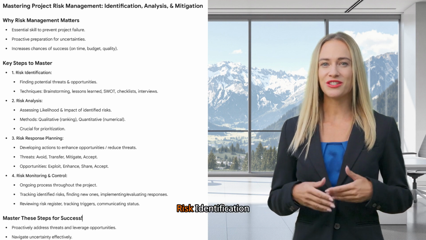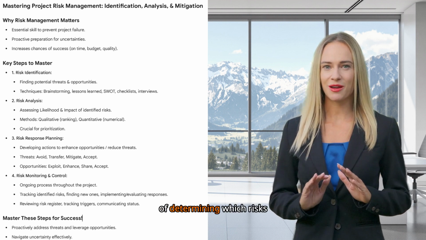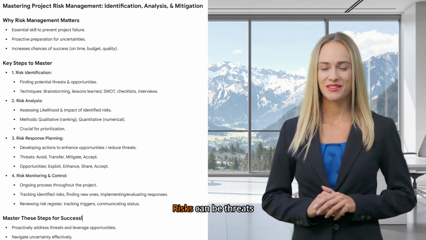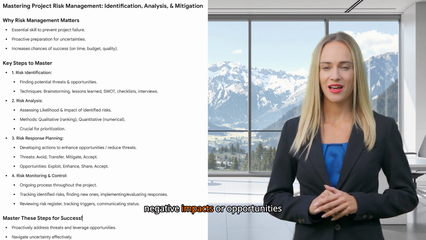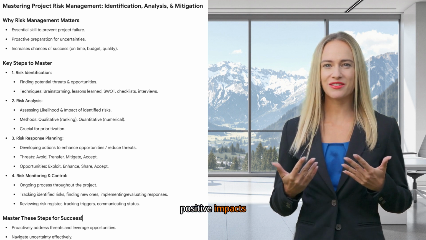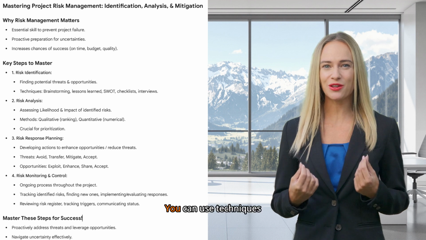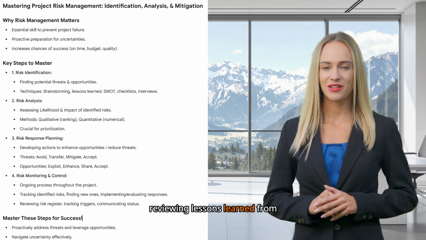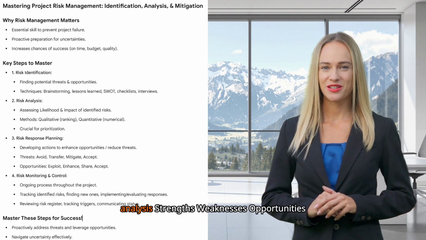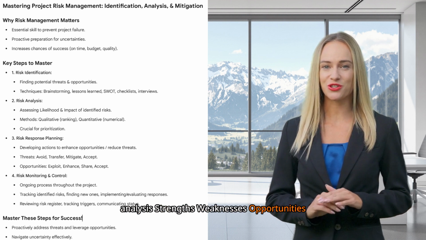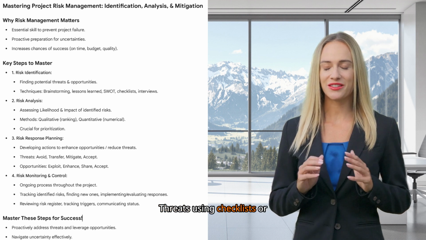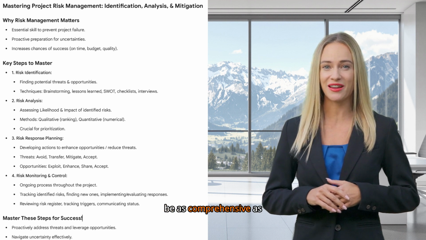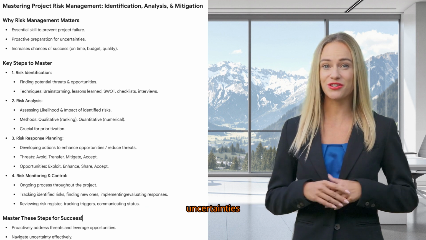The first step is risk identification. This is the process of determining which risks might affect the project and documenting their characteristics. Risks can be threats, negative impacts, or opportunities, positive impacts. How do you identify risks? You can use techniques like brainstorming sessions with your team and stakeholders, reviewing lessons learned from past projects, conducting SWOT analysis (strengths, weaknesses, opportunities, threats), using checklists or interviewing subject matter experts. The goal is to be as comprehensive as possible in uncovering potential uncertainties.